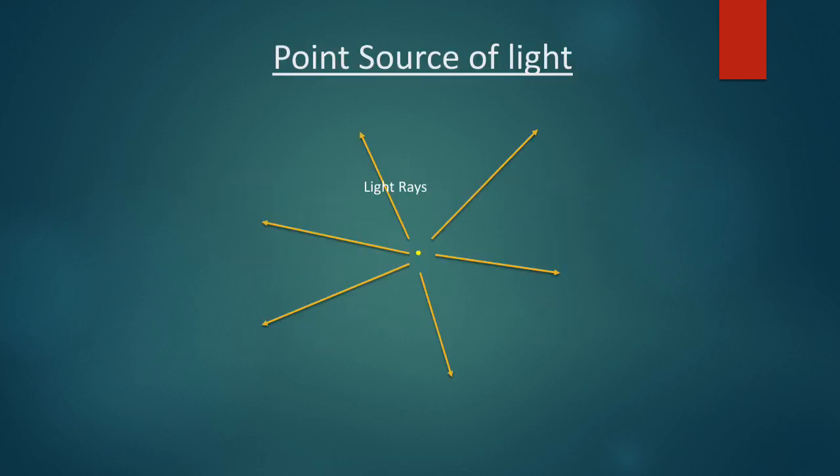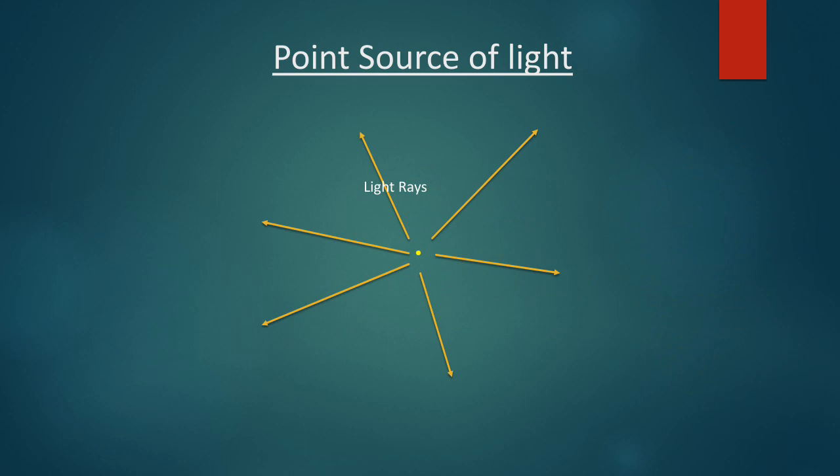We'll start from here, a point source of light. You can see this is a point source and it is sending a number of light rays in all the directions. So we can say that a point source of light is capable of sending infinite number of light rays in all the directions. Now if we suppose this point source we are situating in front of a concave or convex lens. So here the lens is, this point source will send a number of light rays to the lens, and all those light rays will refract from the lens.